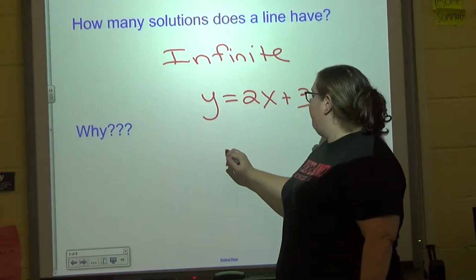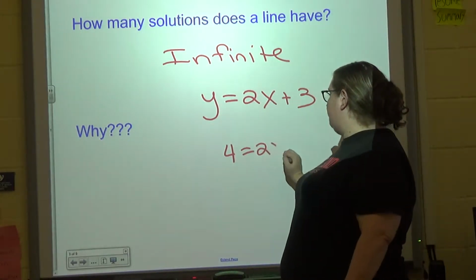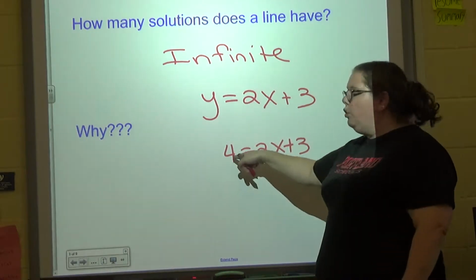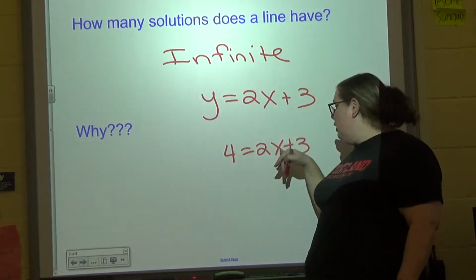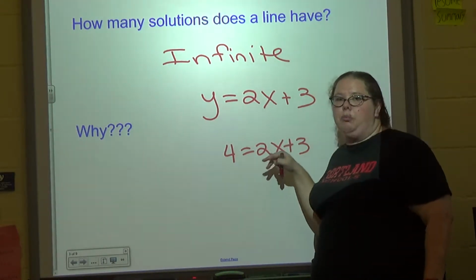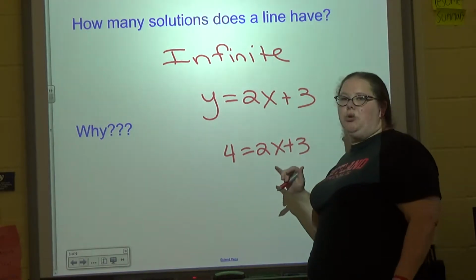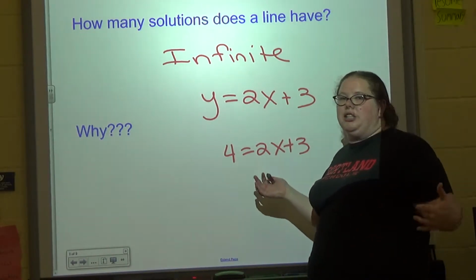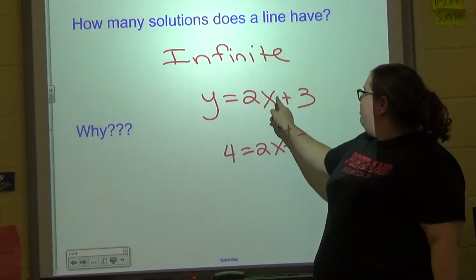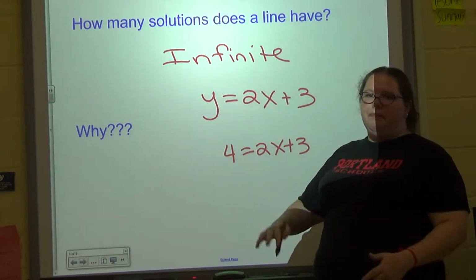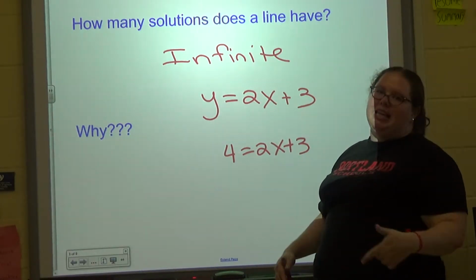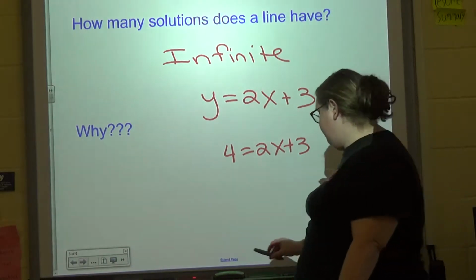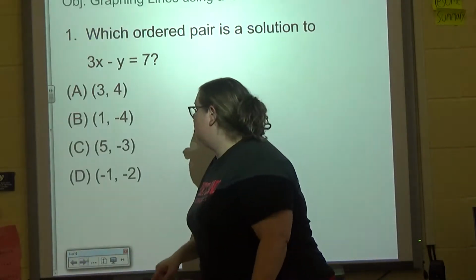If we had 4 equals 2x plus 3, there's only one solution. X has to equal 0.5. It has to equal 1/2. Otherwise, nothing else works. But with a line, because there's 2 variables, you can plug in as many things as you want. Okay? Alright.